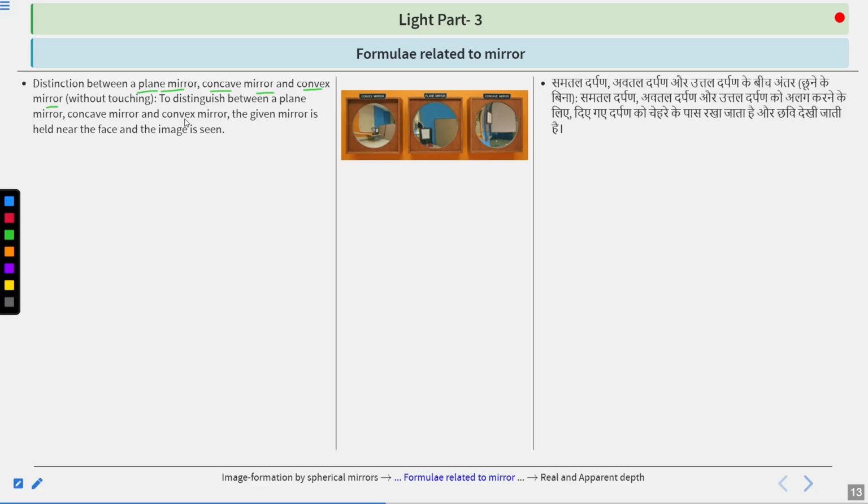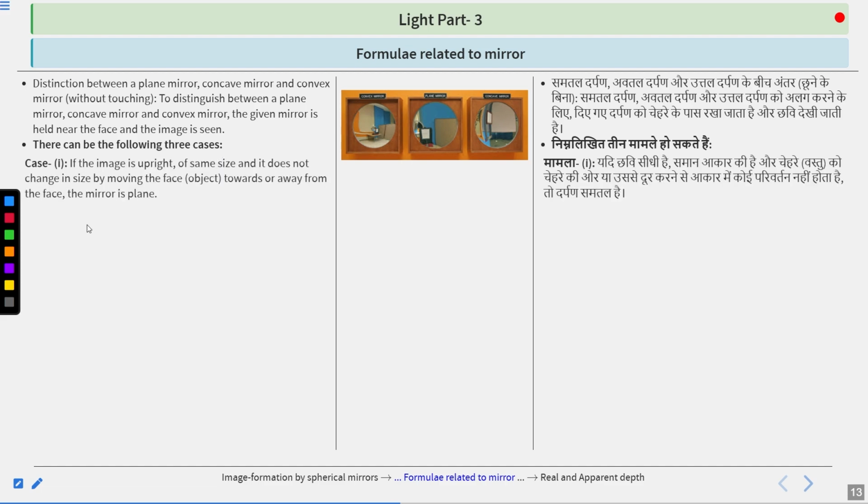So we know all of them: plane, convex, concave. They all form different kinds of pictures because of the formation and reflection of the rays incident on them. If you hold your face near the mirror and see what kind of image is forming, you can easily tell whether the mirror is plane, concave or convex. There could be the following three cases.